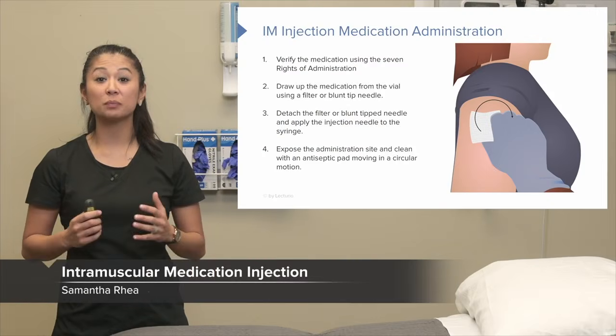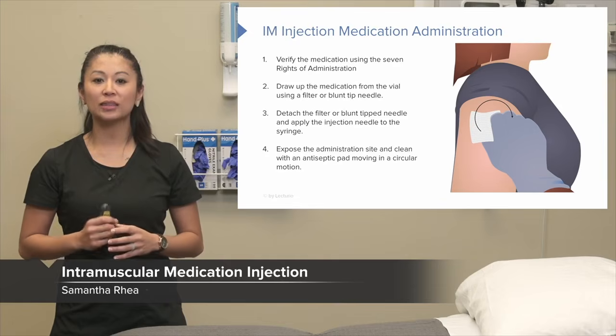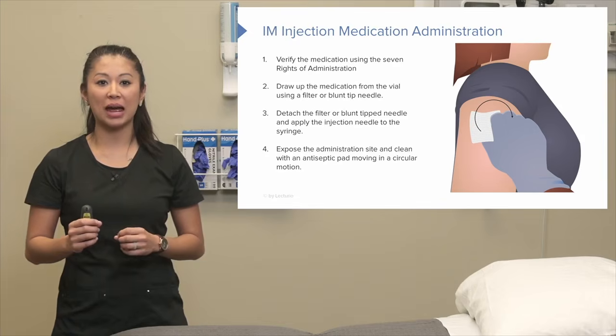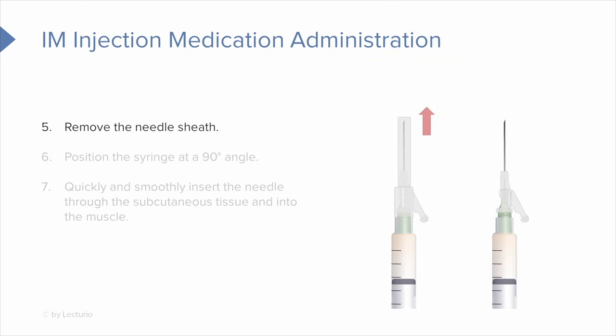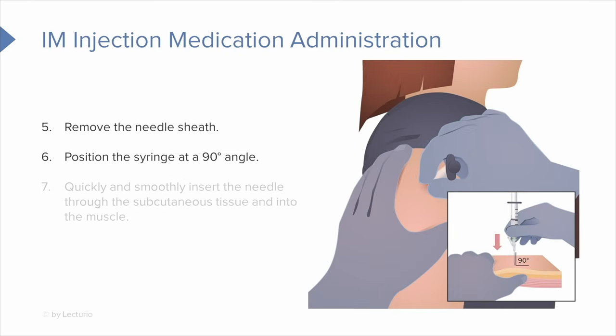Now that we've got our injection prepared, we're going to expose the administration site, and then we're going to clean with an antiseptic pad, moving in a circular motion. So remember to clean thoroughly here to decrease risk of infection. Next, we need to remove the needle sheath and then position the syringe at a 90-degree angle.